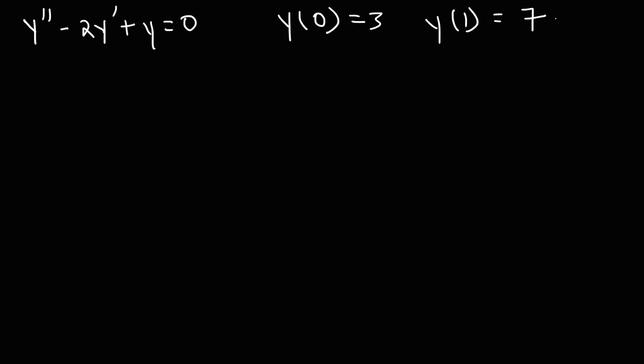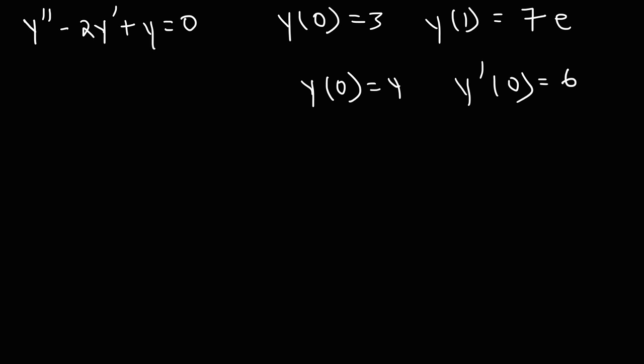We're going to have y double prime minus 2y prime plus y is equal to 0. And this is going to be a boundary value problem. y of 0 is equal to 3, and y of 1 will be equal to 7 times e. In the initial value problem, in the last problem that we did, we had y of 0 is equal to 4, and y prime of 0 is equal to 6.